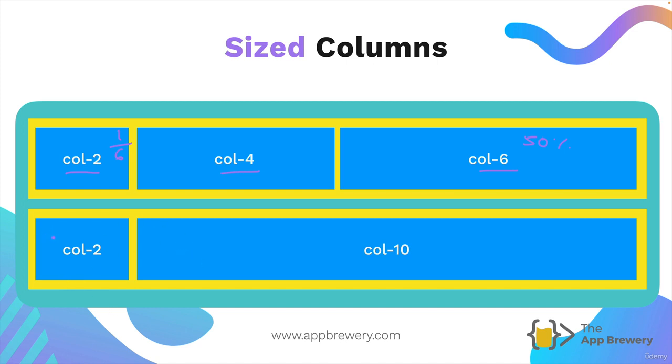So maybe you would have a navigation section on the left that you only want to take up 2 out of 12 width. And then the main content here maybe could take up 10 out of 12 of the width, and so on and so forth. And this is a really, really easy and intuitive way of sizing your content using Bootstrap.